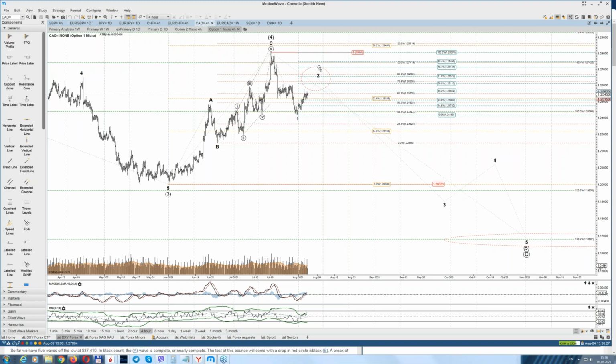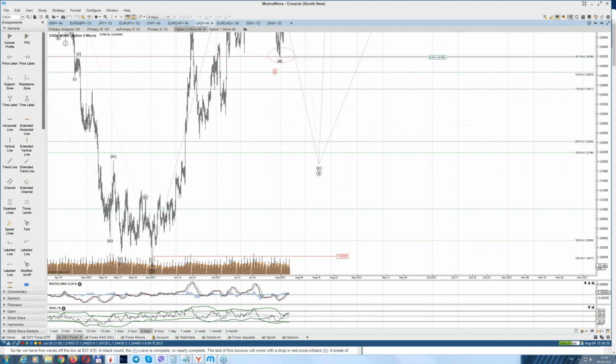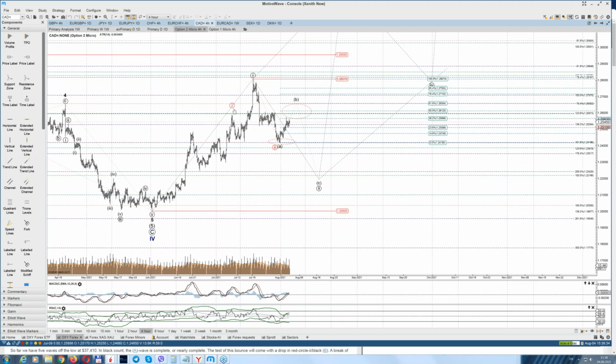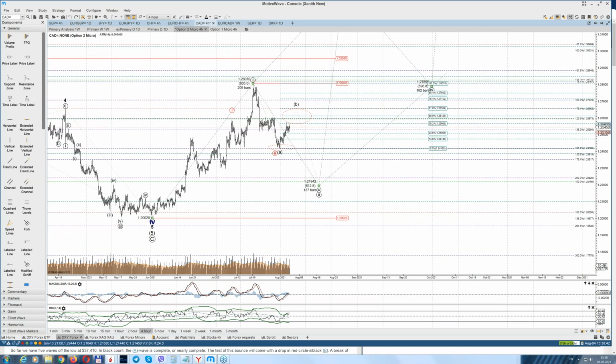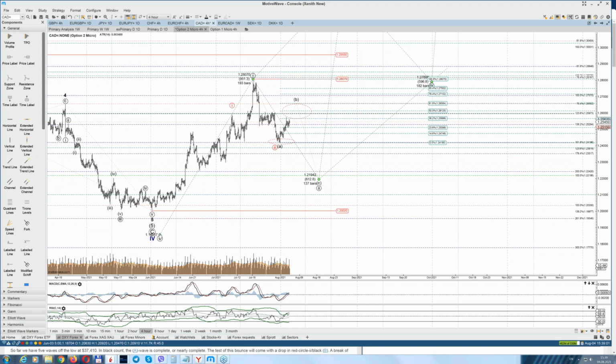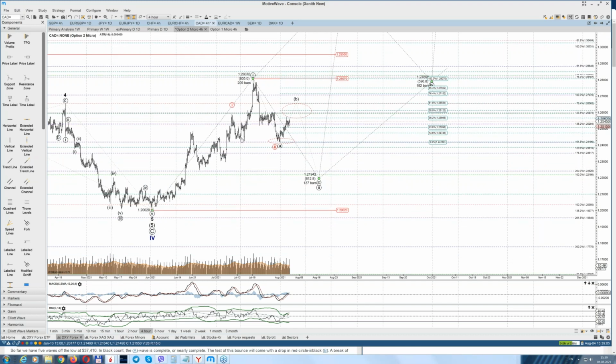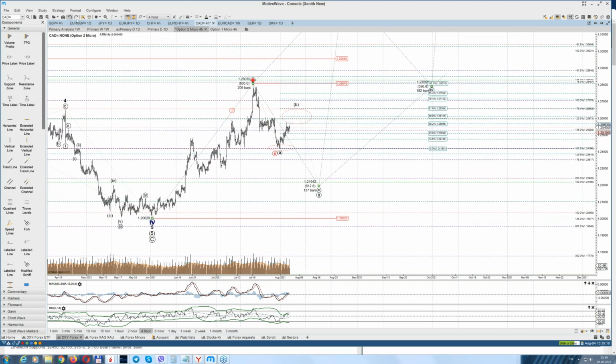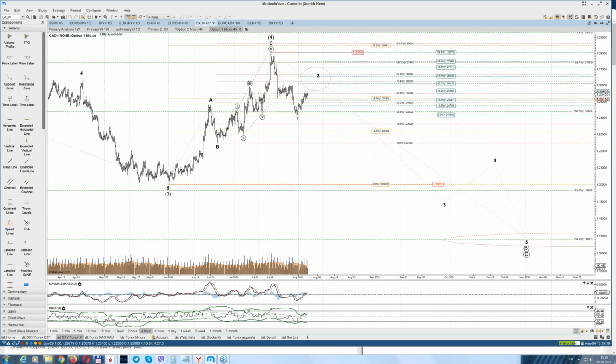In the case we break above this level, then the red count on the option 2 micro becomes looking much better. For now, we may be dealing with 1 and 2, I mean the red count. Sorry, I see some issue with this. That would be better. Okay, continue. The red count is looking much less likely at the moment as compared to the count shown on the option 1 micro chart.